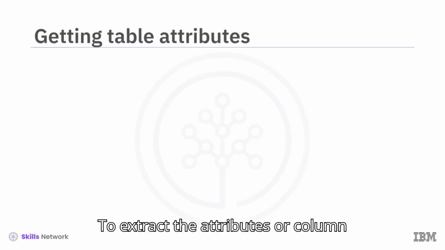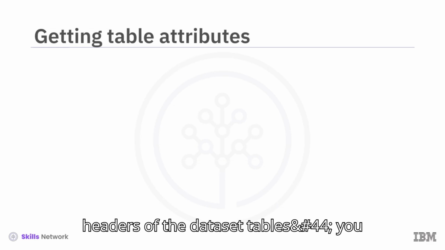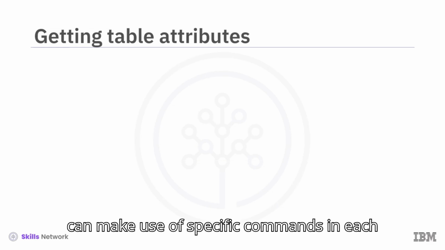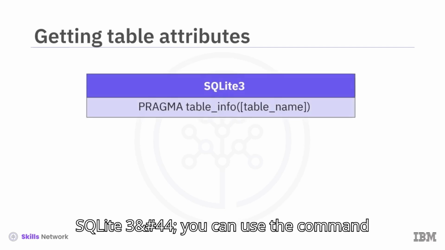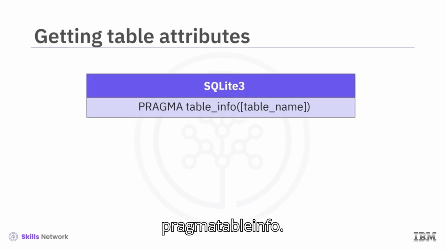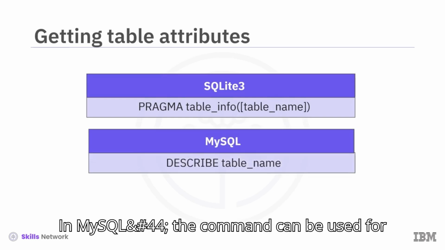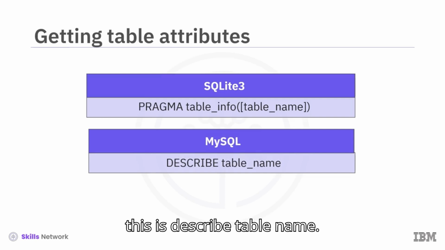To extract the attributes or column headers of the dataset tables, you can make use of specific commands in each type of server. For instance, in SQLite 3, you can use the command pragma_table_info. In MySQL, the command that can be used for this is DESCRIBE table_name.